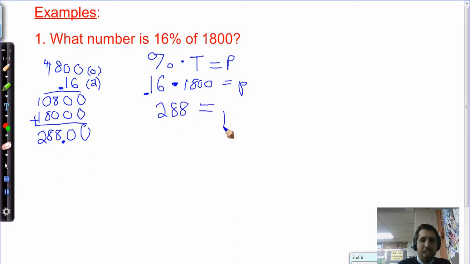Now we want to think, does that make sense? Does that seem reasonable? Well, 16% is much less than 50%, so we should have much less than 900. It is. This makes sense.